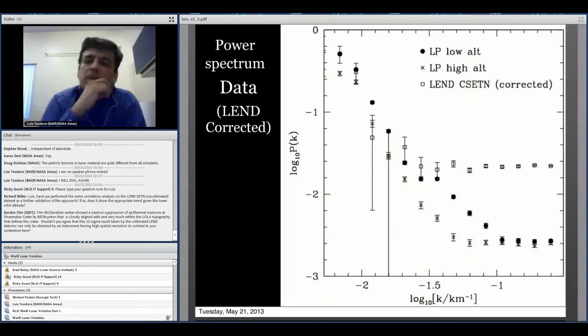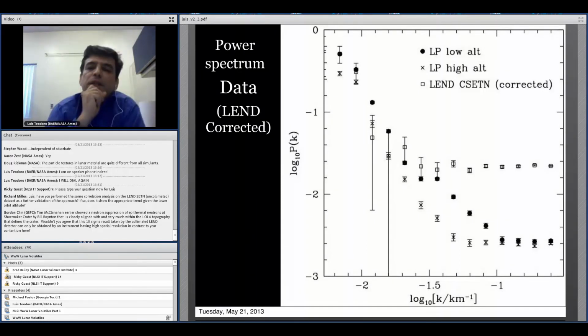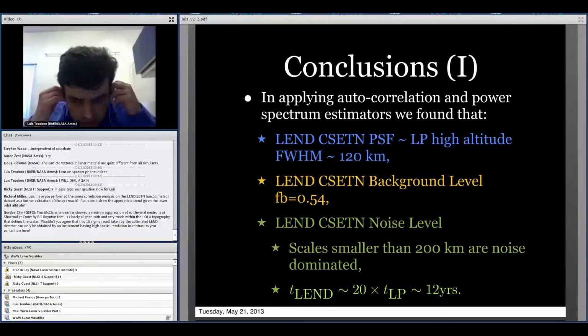So the power spectrum applied to that field looks like this. On large scales they look very alike, all the three, but on small scales the LAND data is dominated by noise. So, and the conclusions are up. I will end right here.